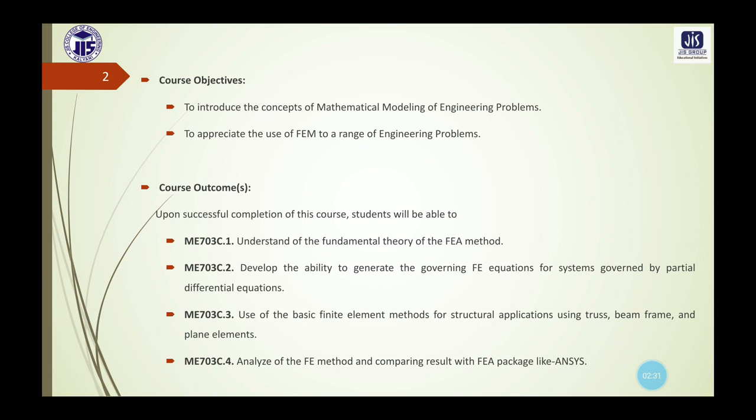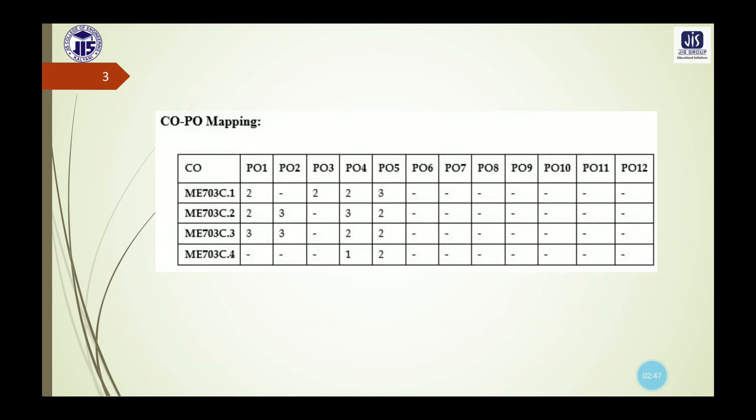So these are the course objectives and course outcomes of this subject finite element method, and these are already known to us. So I will just skip these slides, and next this slide known as the CO-PO mapping we can see for this course finite element method. I will also skip this part because this mapping of the course outcome and program outcome is already known to us.